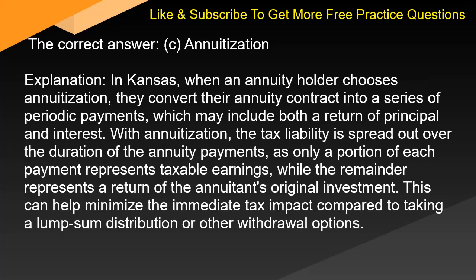The correct answer, C. Annuitization. Explanation. In Kansas, when an annuity holder chooses annuitization, they convert their annuity contract into a series of periodic payments, which may include both a return of principal and interest. With annuitization, the tax liability is spread out over the duration of the annuity payments, as only a portion of each payment represents taxable earnings, while the remainder represents a return of the annuitant's original investment. This can help minimize the immediate tax impact compared to taking a lump sum distribution or other withdrawal options.